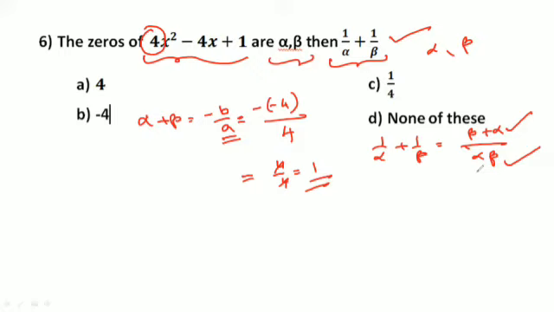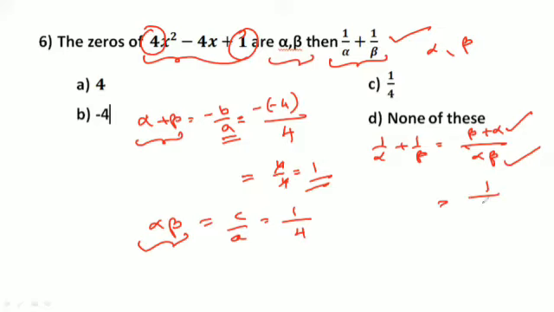Now let us find alpha into beta. Alpha into beta is equal to c by a. Now c is nothing but the constant term, that is 1. And a, we already know, children, is the coefficient of x square, that is 4. So 1 by 4. Now we know the alpha plus beta value and the alpha into beta value. Let us substitute here, children. Alpha plus beta is equal to 1, and alpha into beta we got as 1 by 4.